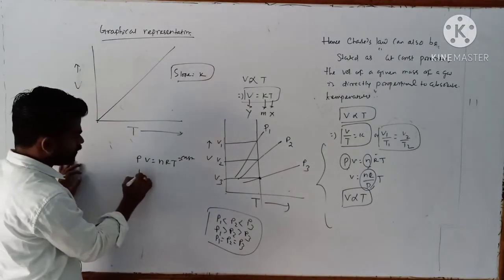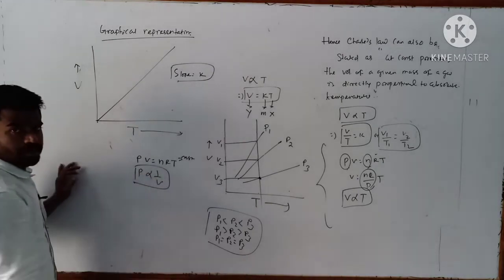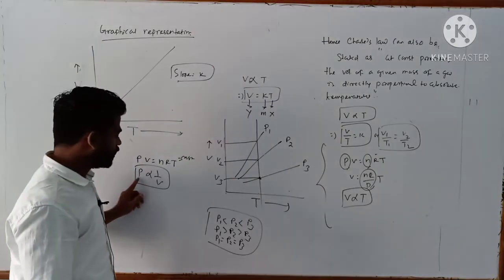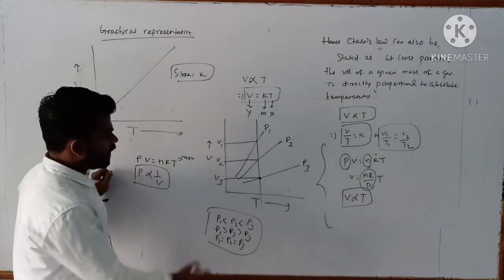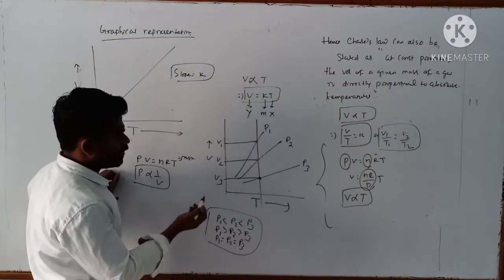So what is the relationship between P and V? P is inversely proportional to V, मतलब वॉल्यूम जितना ज़्यादा होगा प्रेशर उतना ही कम होगा. सो सबसे ज़्यादा वॉल्यूम किसका है, this one, V1 is maximum. So V1 is maximum means P1 is less than P2 is less than P3.